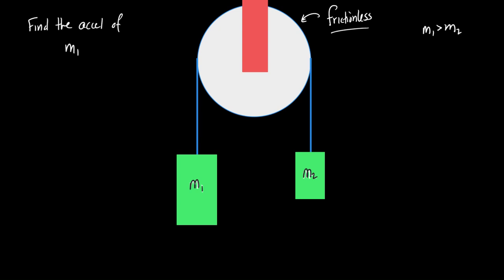Right, so I want you to, it's a pulley system. I've got a frictionless pulley. M1 is bigger than M2, more massive than M2. I want you to find the acceleration of M1. However, your answer must be in terms of M1, M2, and any fundamental constants.